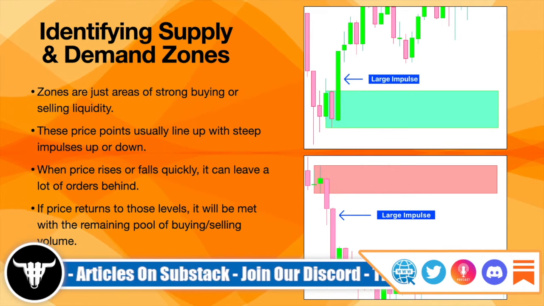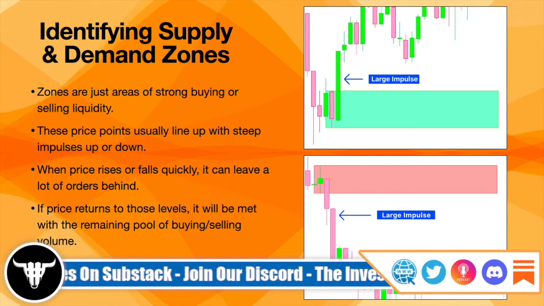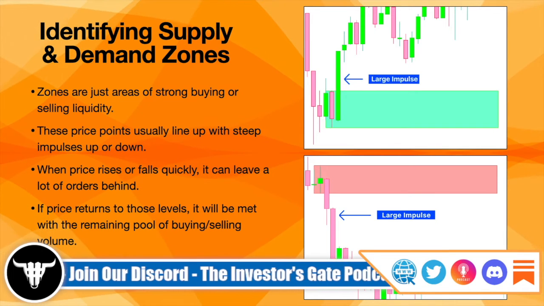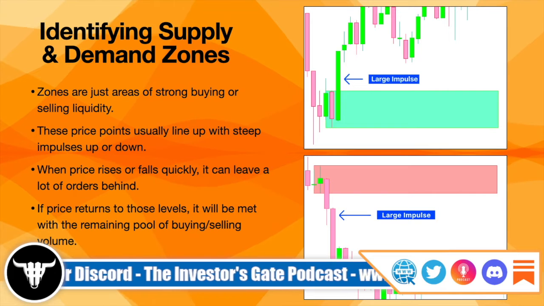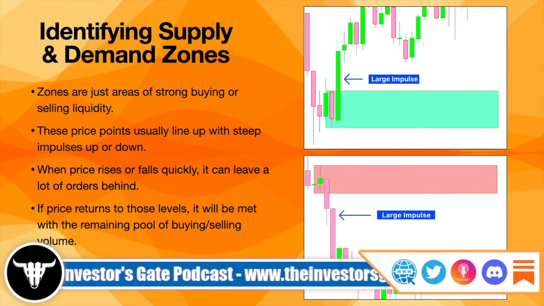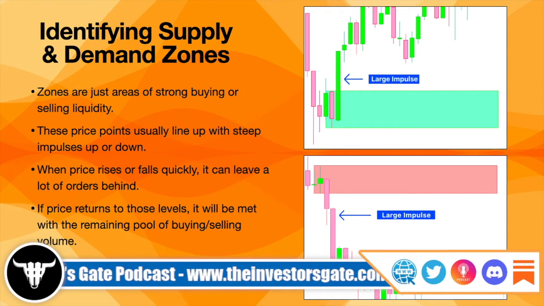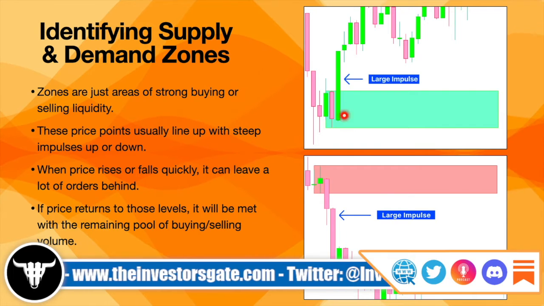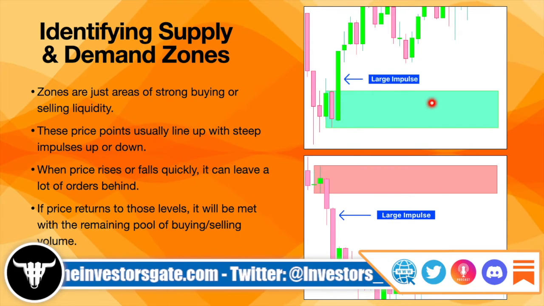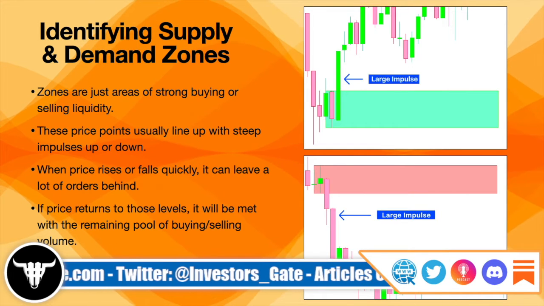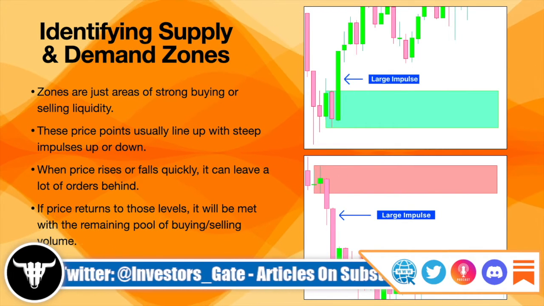So an essential part to trading this strategy is obviously identifying where the supply and demand zones are. But in order to do that, you kind of have to know what they are in the first place. And zones really just refer to areas of strong buying or selling liquidity. And that usually lines up with these large impulses. So as you can see right here, we have this zone, and a large impulse that follows. And you also have this zone where a large selling pressure follows.